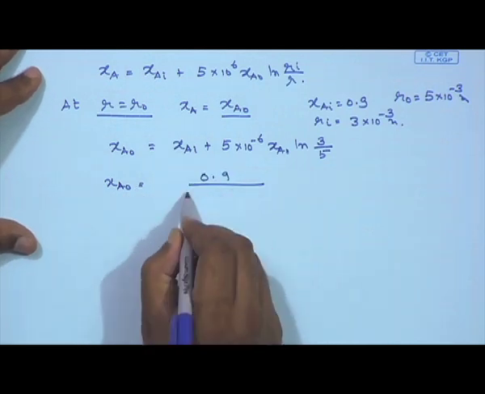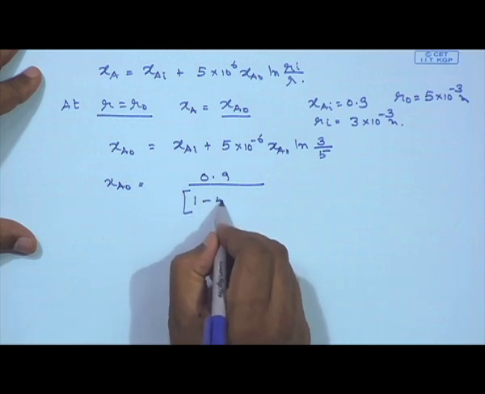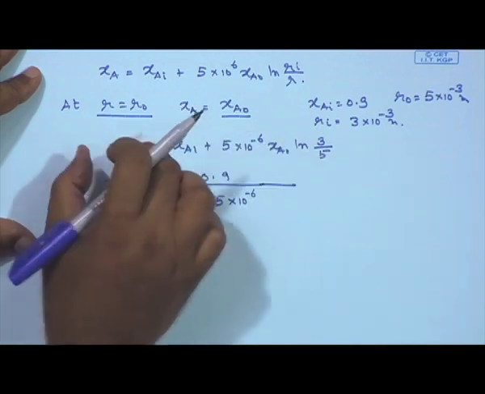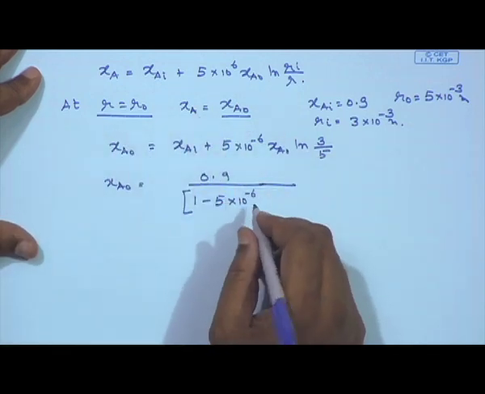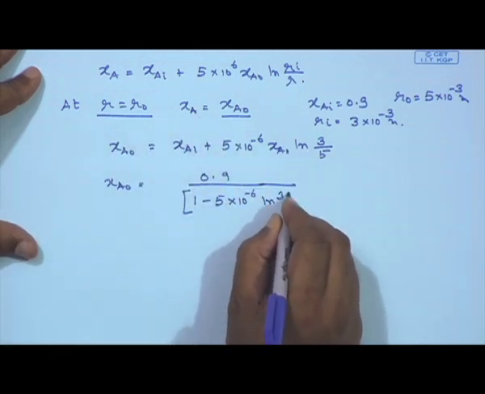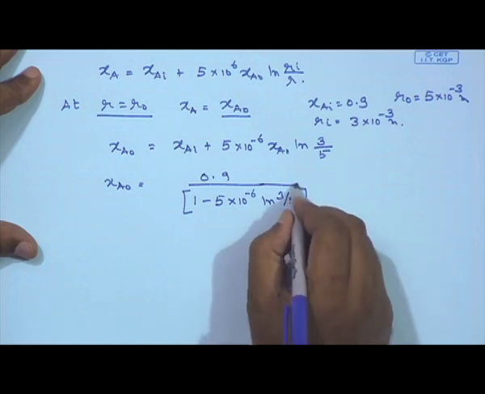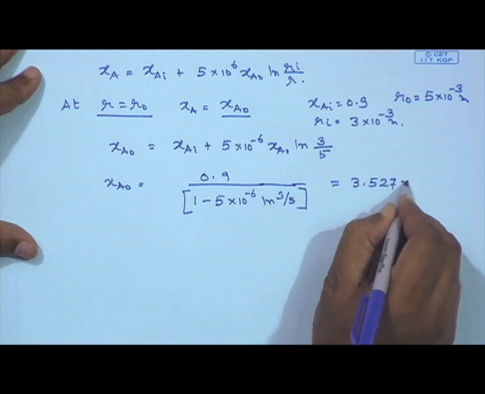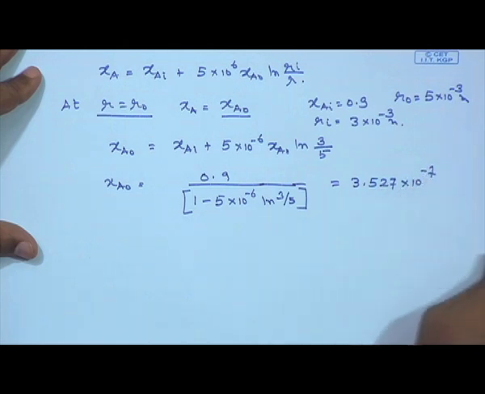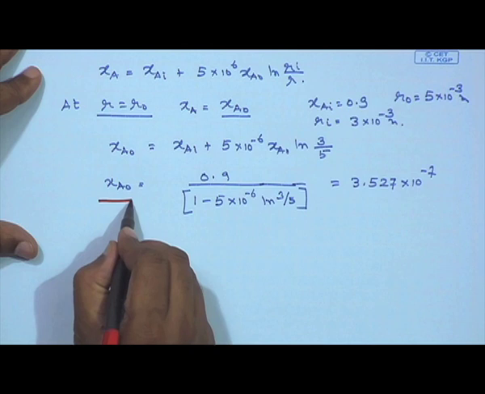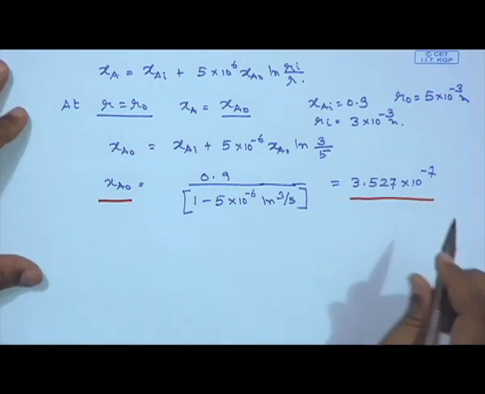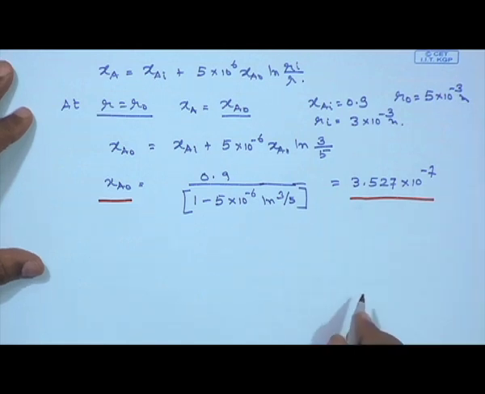So, x_A naught would be equal to 0.9 divided by 1 minus 5 into 10 to the power minus 6. When I bring this x_A naught to this side, 5 into 10 to the power minus 6 ln 3 by 5, this would turn out to be 3.527 into 10 to the power minus 7. So, it essentially tells the concentration of the drug on the outside is simply going to be 3.5 into 10 to the power minus 7.